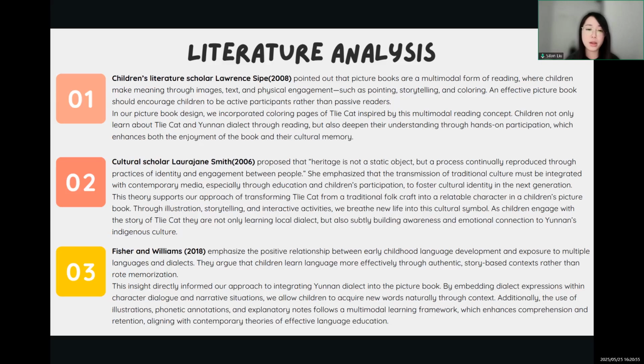Finally, Fisher and Williams in 2018 emphasized the positive relationship between early childhood language development and exposure to multiple languages and dialects. We argue that children learn language more effectively through authentic, story-based contexts rather than rote memorization. So this insight directly informed our approach to integrating Yunnan dialect into the picture book.